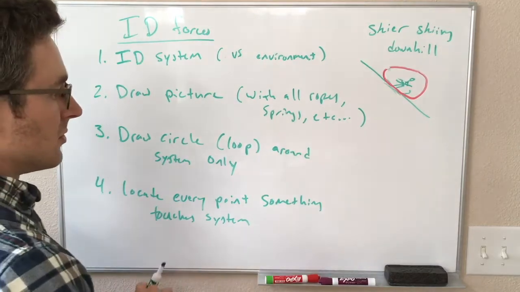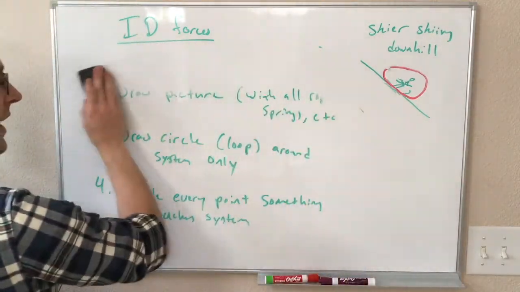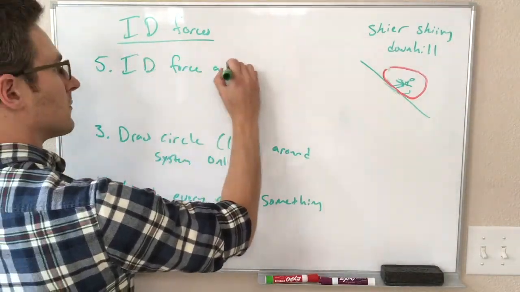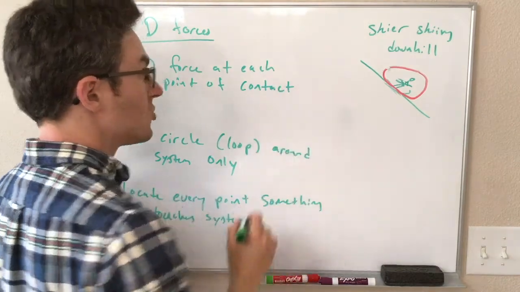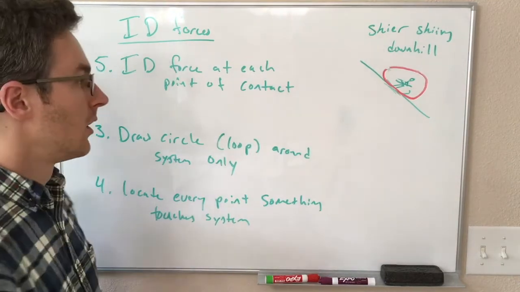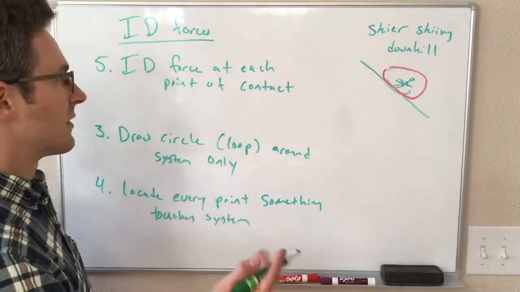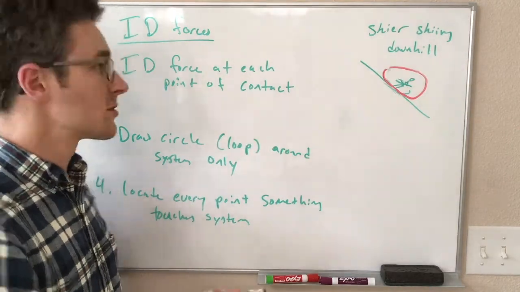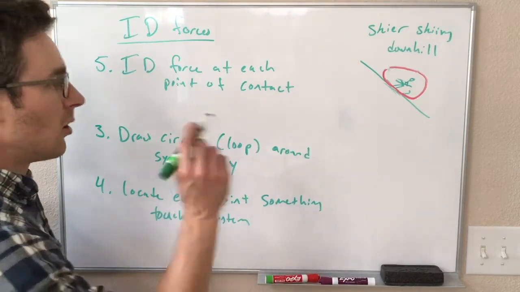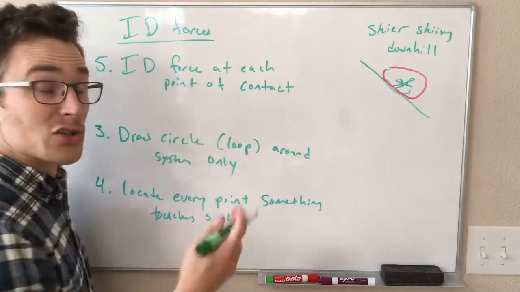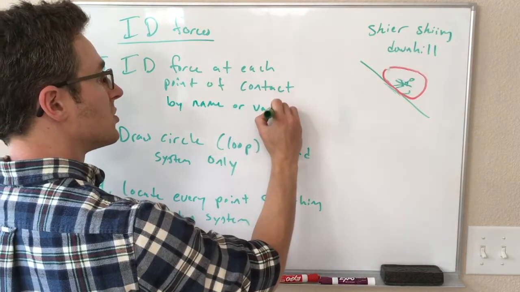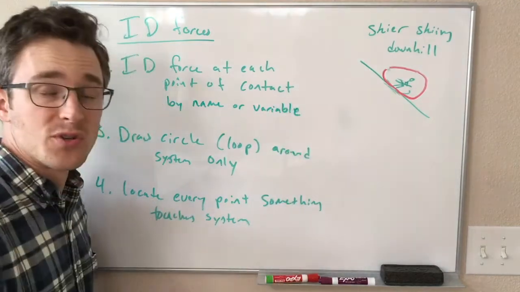Step 5 is to identify the forces that we have at each of those points of contact. And in general, there will be a force every time something is going through the circle. There probably are exceptions, but 90 whatever percent of the time, there is going to be at least one force at each of these. We want to identify that not just as, oh, this is a force, but in terms of its name or variable. So we want to name the force that we have at each point.